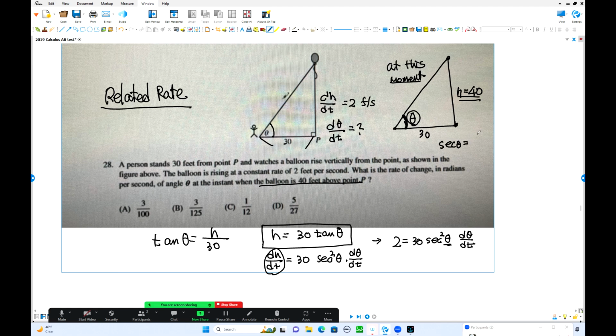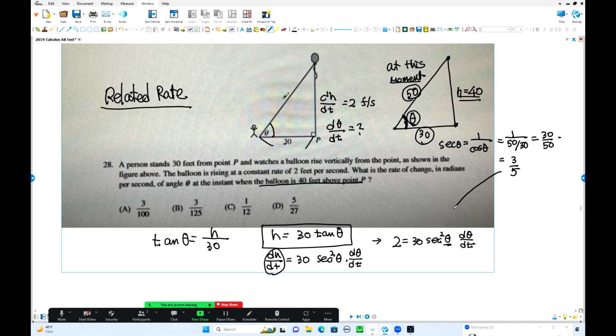Secant theta equals how much? One over cosine theta, isn't it? At this point the sides are 30, 40, and the hypotenuse is 50. Using the lengths of the sides, cosine theta at this moment is 30 over 50, which is 3 over 5. So the value of secant theta is 5 over 3.